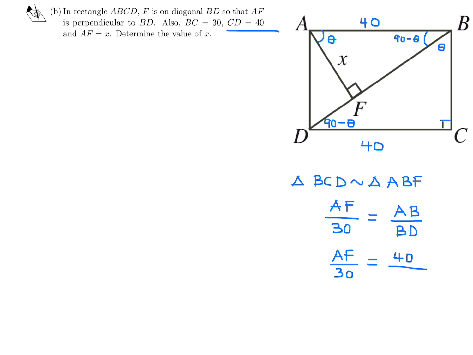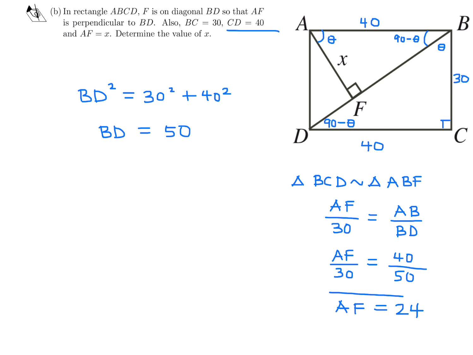But BD I don't know, but I can easily figure that out using Pythagoras, because BD squared is equivalent to BC squared, which is 30, plus CD squared. So 30 squared plus 40 squared. And if you do the math there, you can easily figure out that BD is equal to 50. So you put the 50 down here, and then solving for AF, you will get 24. And that is the value of x.